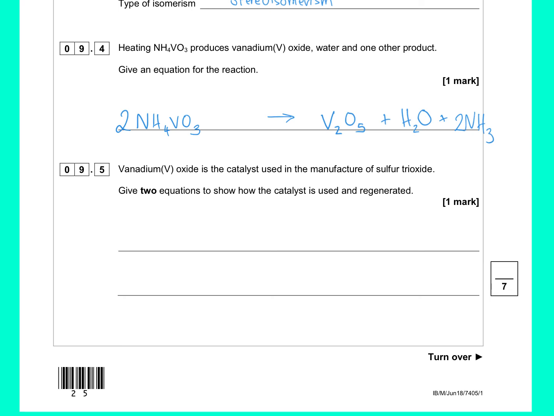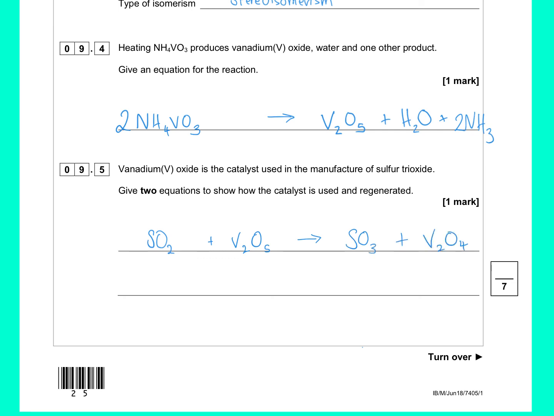So continuing on to question 9.5, we're asked about vanadium oxide being used as the catalyst in the manufacture of sulfur trioxide. This is from the contact process. You need to know that this process is turning sulfur dioxide into sulfur trioxide, so SO2 into SO3, and that V2O5 is the catalyst.